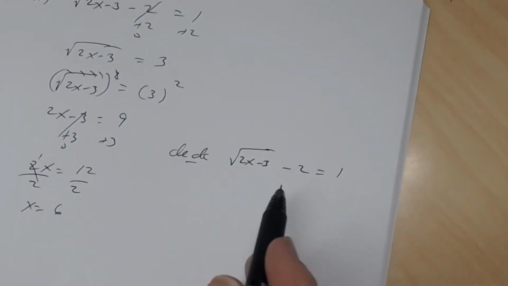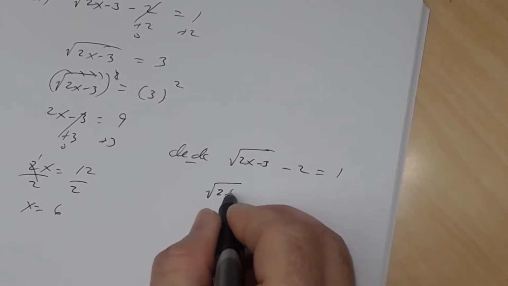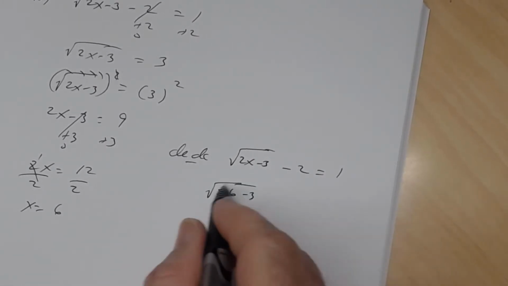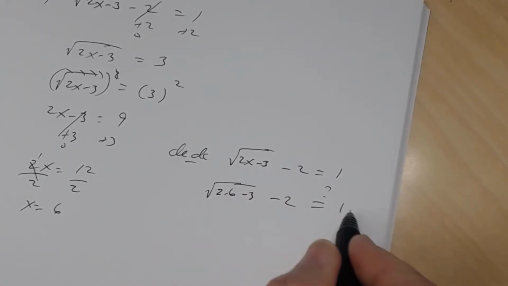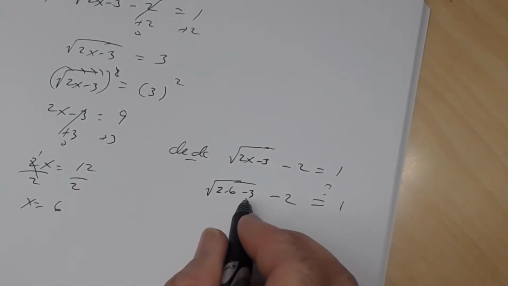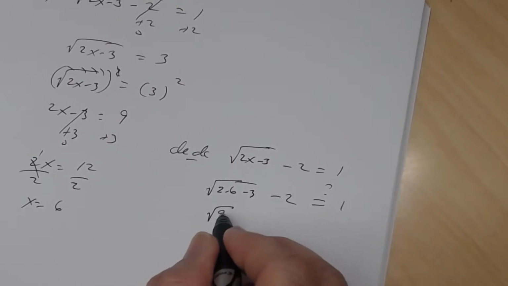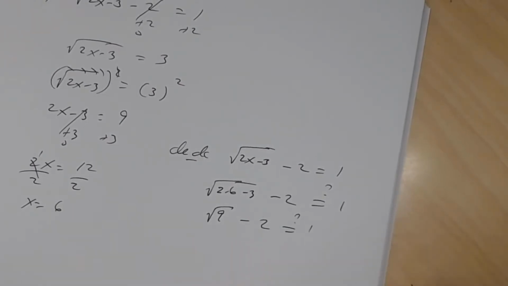Okay. And where we see the variable x, I'm going to substitute 6. So I get the square root of 2 times 6 minus 3. Whatever that is, I'm going to subtract 2. And the question is, is the left side going to equal 1? Well, 2 times 6 is 12. 12 minus 3 is 9. So this is the square root of 9. And the question is, is the square root of 9 subtract 2 the same thing as 1?